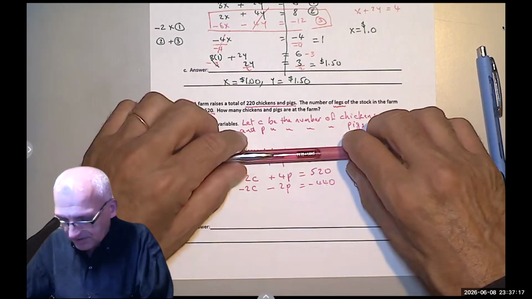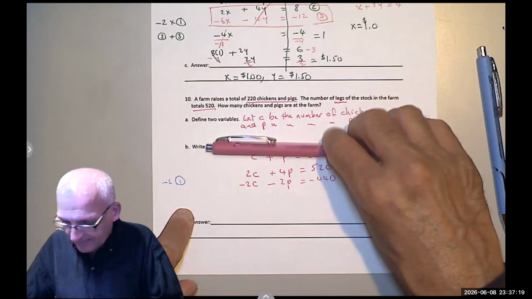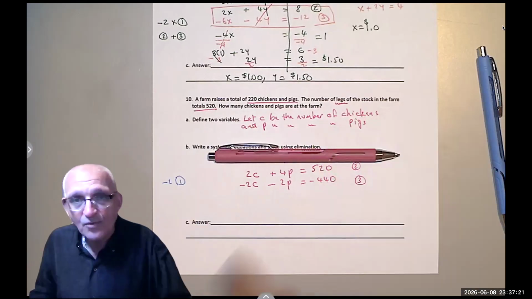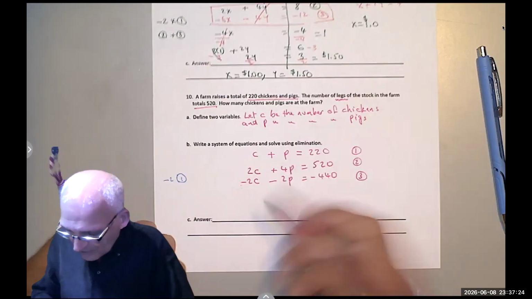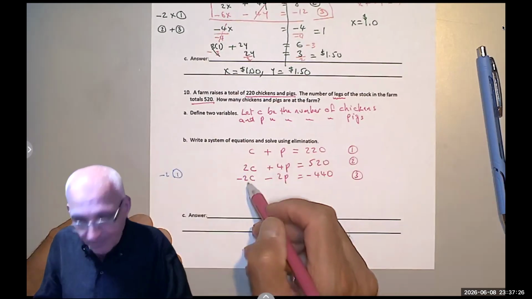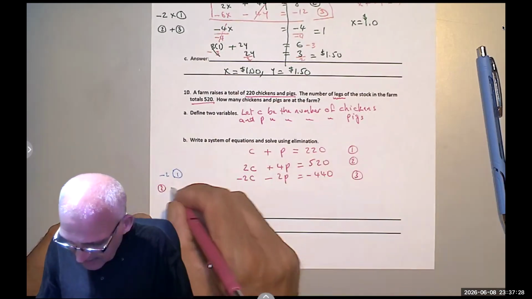Now I don't need to look at 1. I already multiplied by -2 because I don't want it. I want 2 and 3. And what do I do with them? Of course, add them up. So 2 plus 3.